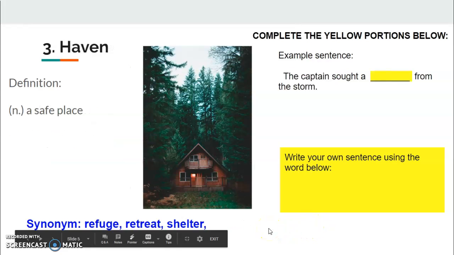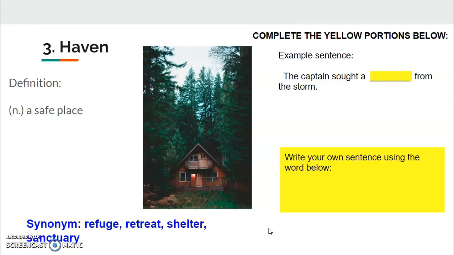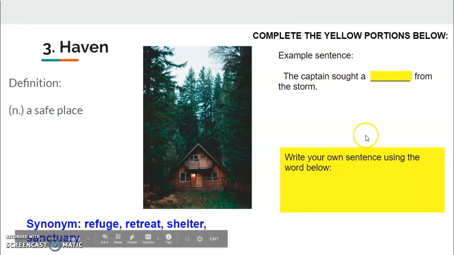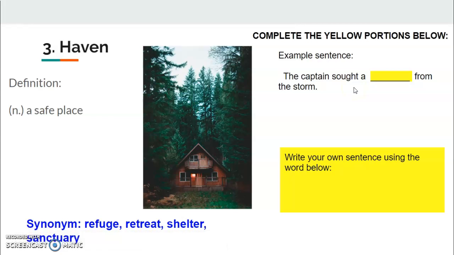Number 3, haven. A haven is a place, so it's a noun. When we're talking about a haven, it's a safe place. It's a place that you feel comfortable at. It's a refuge, a retreat, a shelter, a sanctuary. The captain sought a haven from the storm. So he was looking for a place that was safe for him during the storm. You might think of your house as a haven. You might think of your friend's house as a haven. Maybe you go somewhere on vacation and that feels like a haven. So it's the safe place.